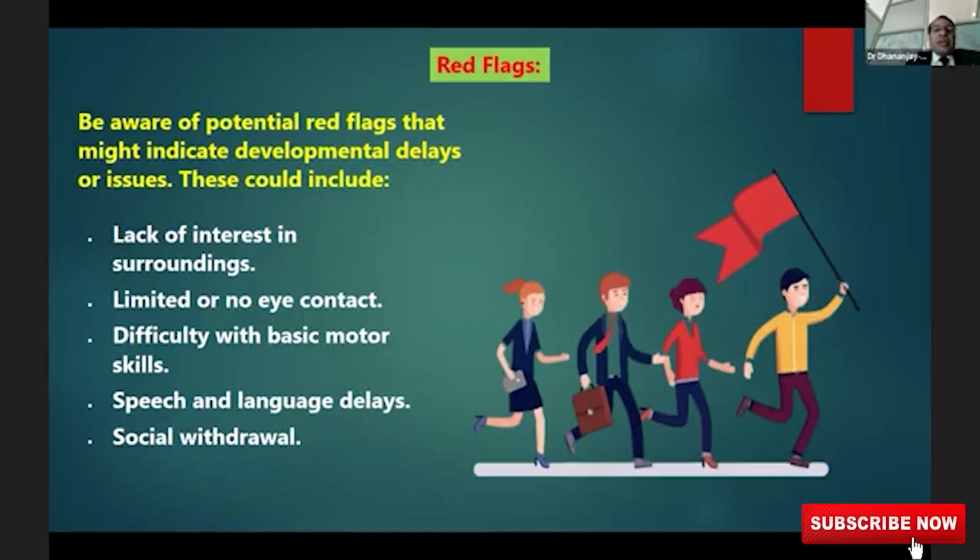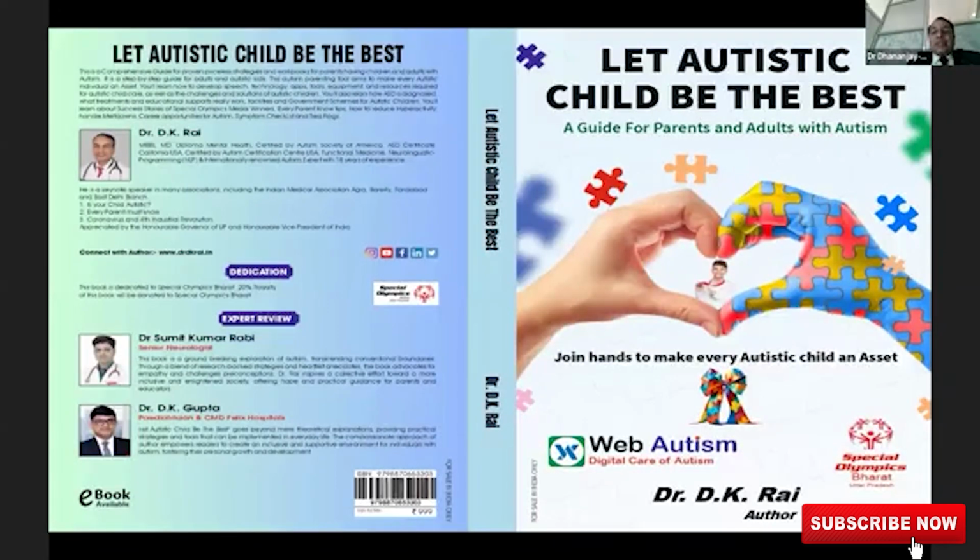be aware about these, and how to check whether your child is having autism or not. I have mentioned that in detail in my book, Let Autistic Child Be the Best, which is dedicated to Special Olympic Bharat UP, and this is a guide for parents and adults with autism.